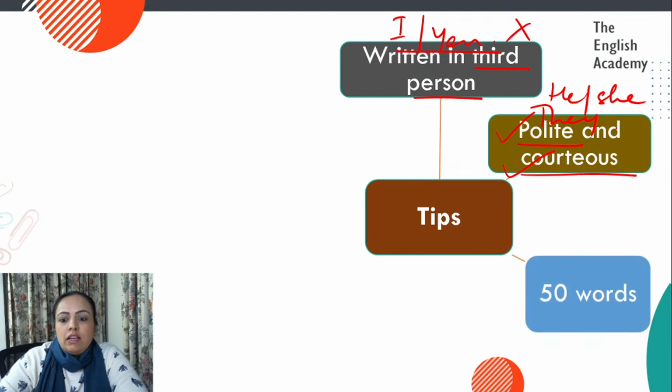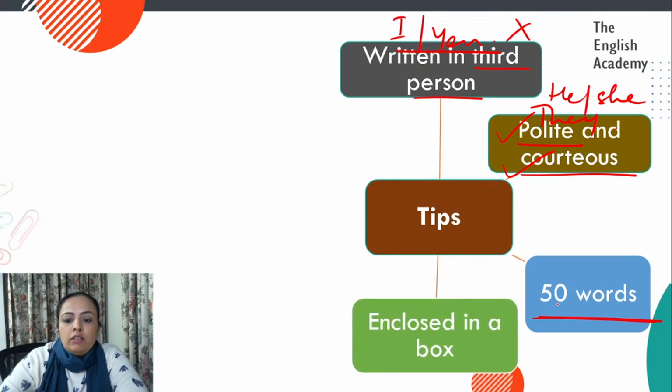The next thing is it has to be in 50 words. The word limit has to be kept in mind. You don't have to go on and on writing. This is not a creative writing question. You have to be precise. You have to write within the word limit, that is 50 words.